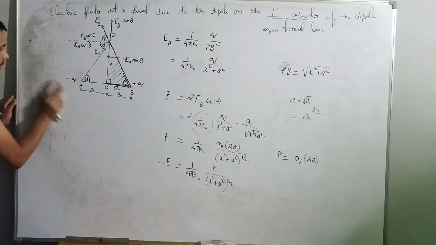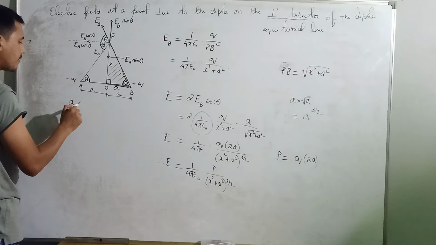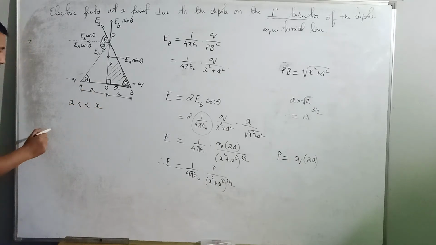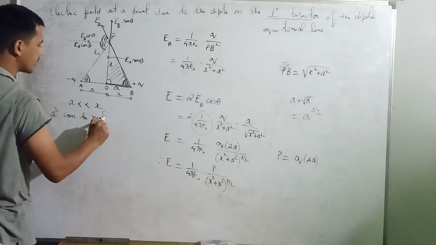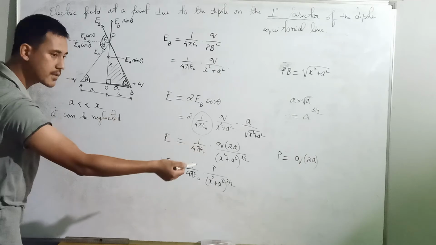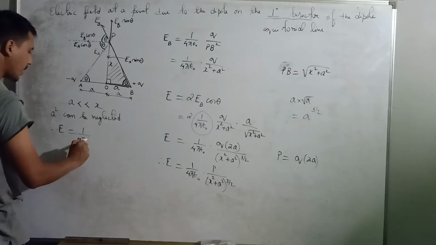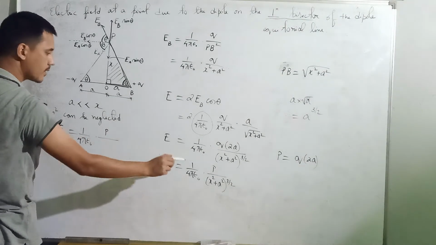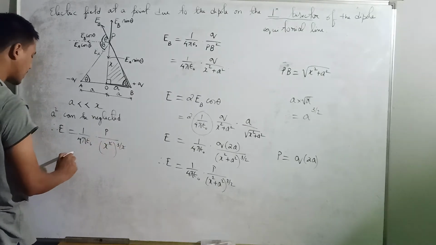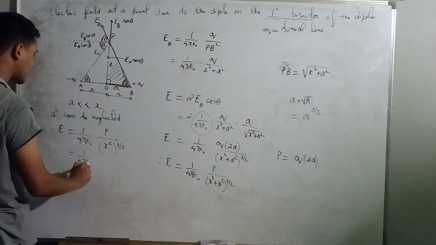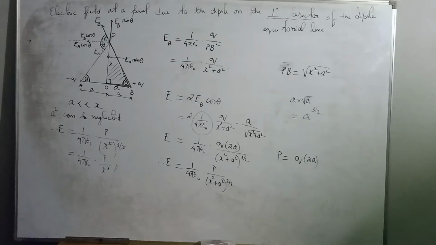But if the length of the dipole is very small, in that case, if a is very small as compared to x, then a square can be neglected when you compare it with x square. So in that case, your electric field will become 1 by 4 pi epsilon naught into p upon x square to the power 3 upon 2, a square is neglected, so the 2 cancels out. So we have 1 by 4 pi epsilon naught into p upon x cubed. Is that alright? Yes.